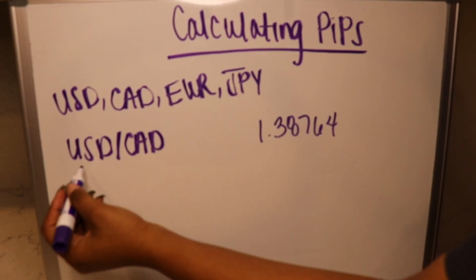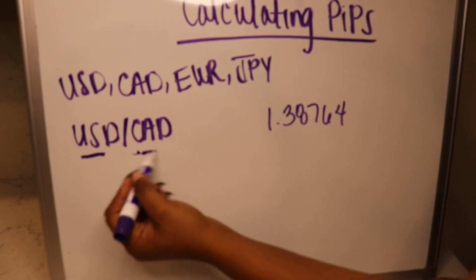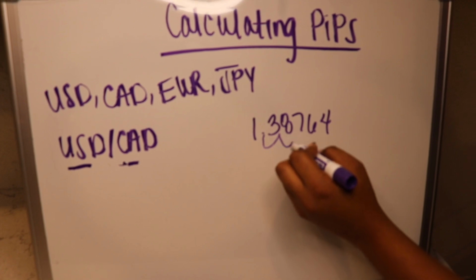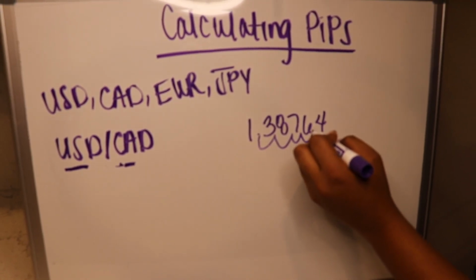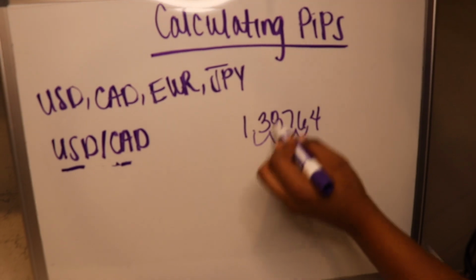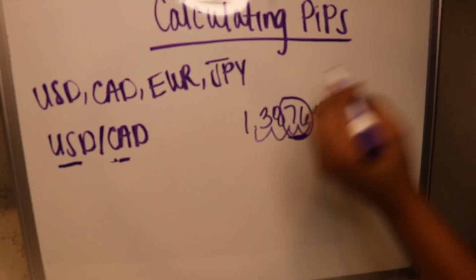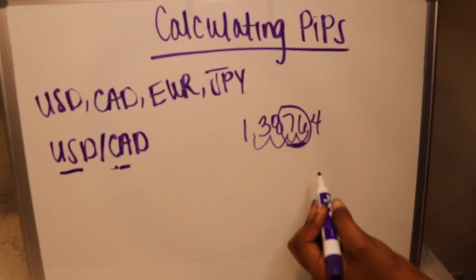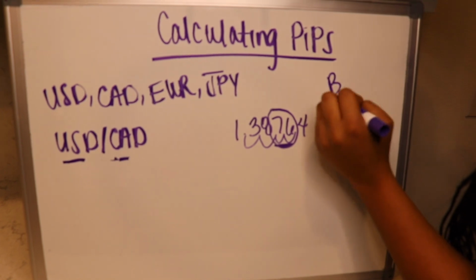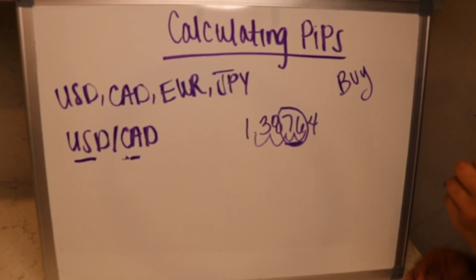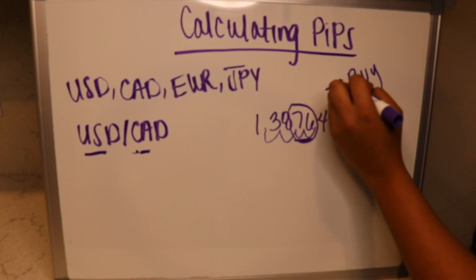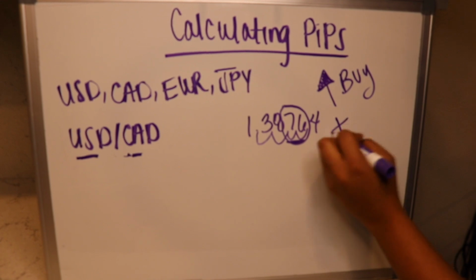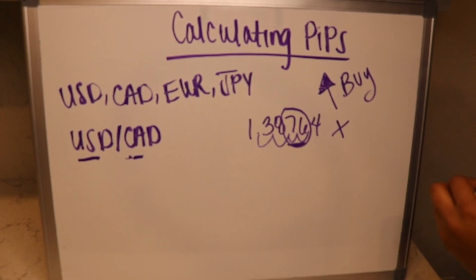When you are dealing with USD CAD, or just USD or CAD, you are going to move the decimal point 1, 2, 3, and 4. These are the numbers that you will be working with as far as how many pips you want to earn and how many pips you are willing to lose. Let's say I want to get into the market for a buy. For a buy, we are going up in the market, so we are going to add the amount of pips that we want to secure.